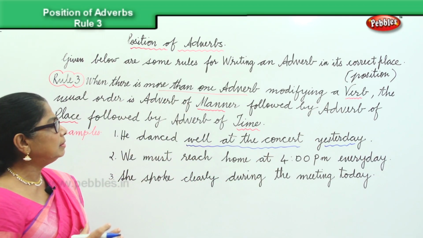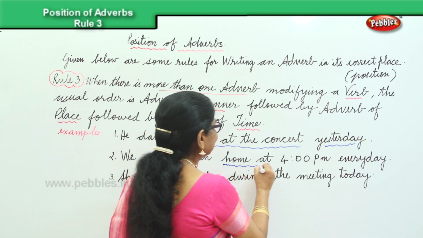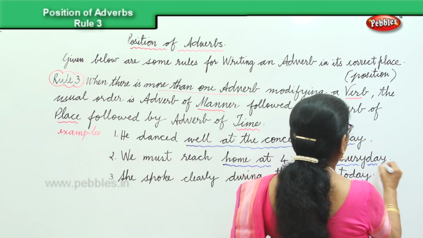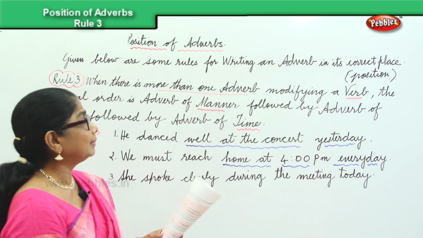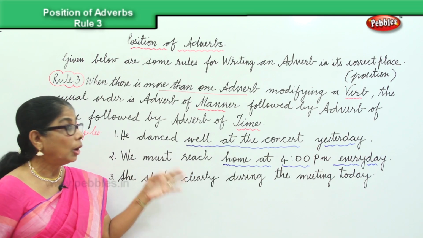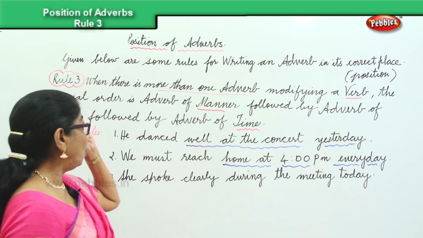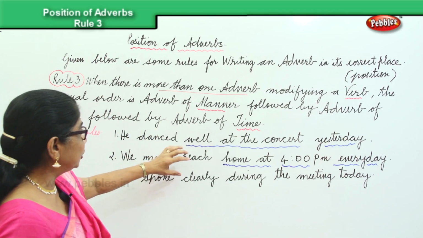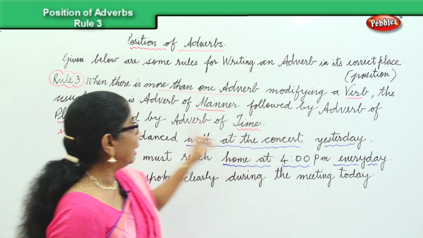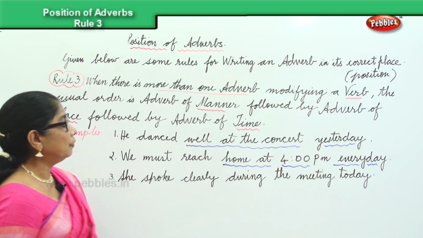Now, we must reach home at 4 p.m. every day, not one day. We must reach, where? Home, adverb of place. When? Every day we have to reach at 4 p.m., adverb of time.